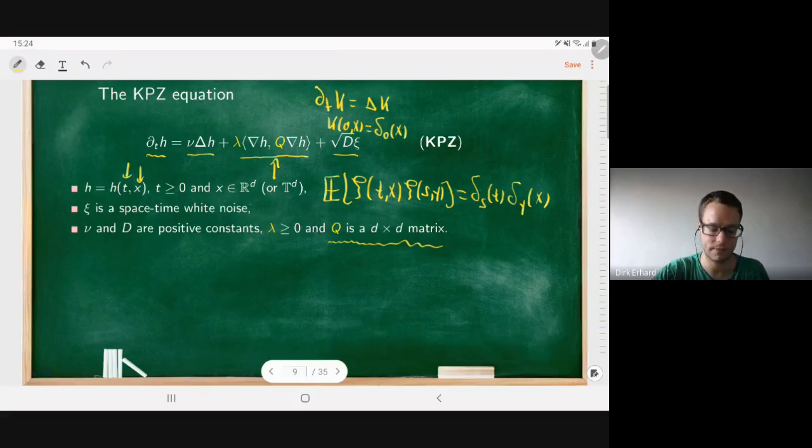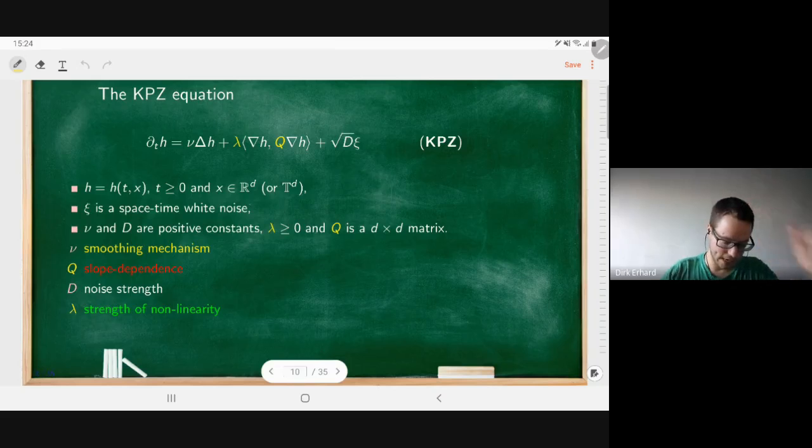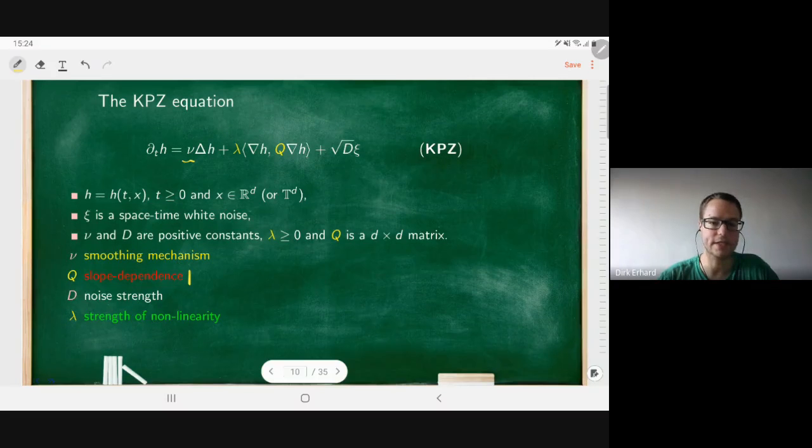Okay, so that's the equation. Let's continue, again essentially just a repetition. It's a smoothing mechanism: the larger this number in front of the Laplacian, the stronger the smoothing effect. The Q, as I already said, is the slope dependence, modulating how I want the slope dependence to act. D is the strength of the noise, so the larger this term, the stronger the effect of the noise. And finally, lambda is the strength of the nonlinearity.